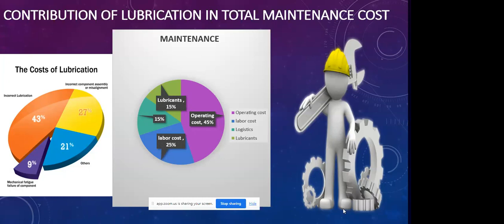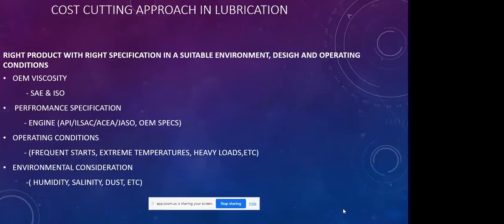And if you want to delve deeper into this 15%, you have about 45% of that being incorrect lubrication and incorrect assembly or misalignment. Then there are other factors that also lead to high maintenance costs. Maintenance cost is about 30%, but in there you have lubrication contributing about 15%. So to cut down on cost, you cannot do without focusing on lubrication and employing the right techniques and modern methods of lubricating. So in my presentation, I'll be focusing on a cost-cutting approach.